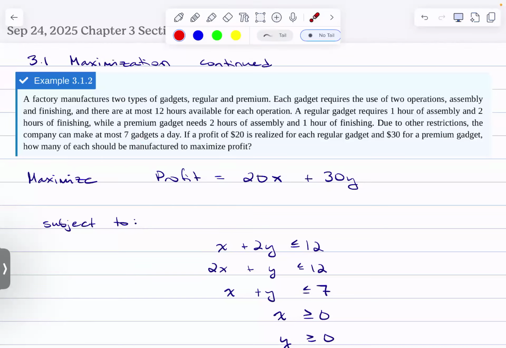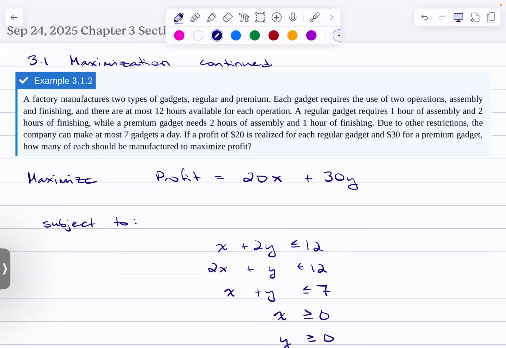If a profit of $20 is realized for each regular gadget and $30 for a premium gadget, how many of each should be manufactured to maximize profit? If you don't know what a gadget is, it's just a thing. It's an unknown thing.